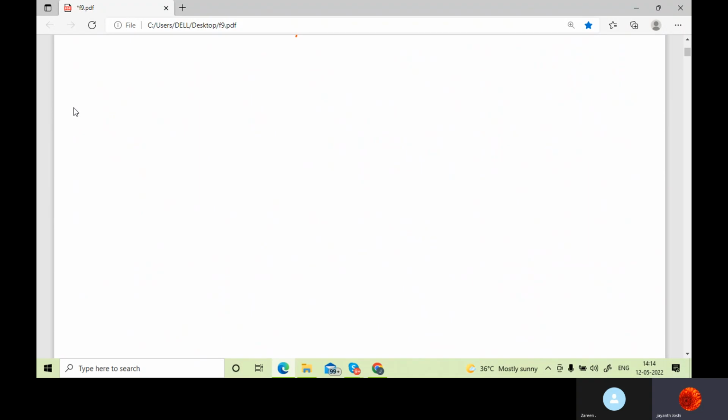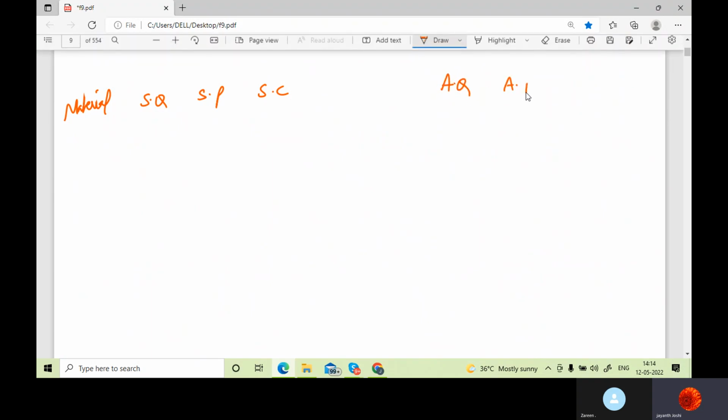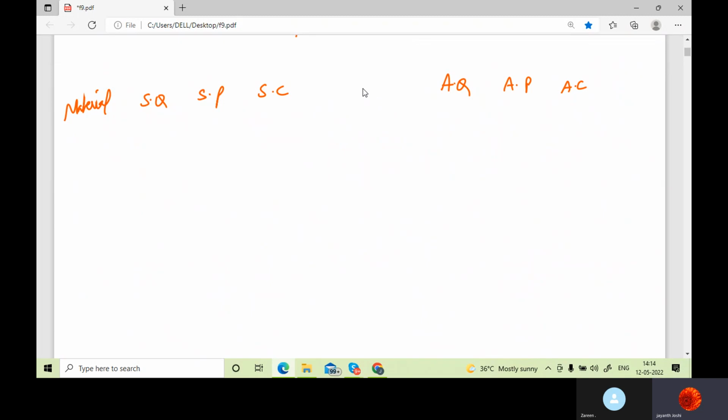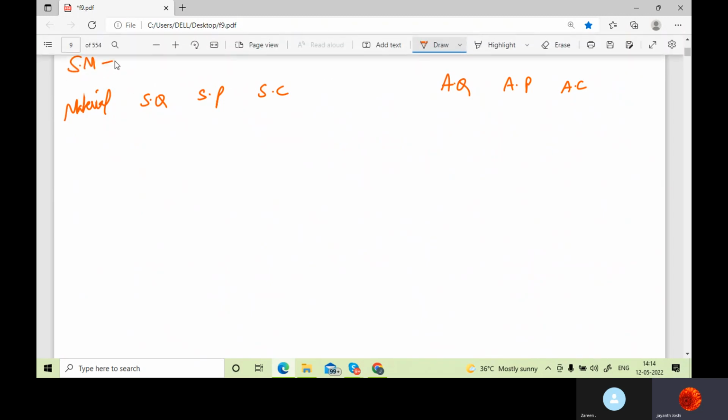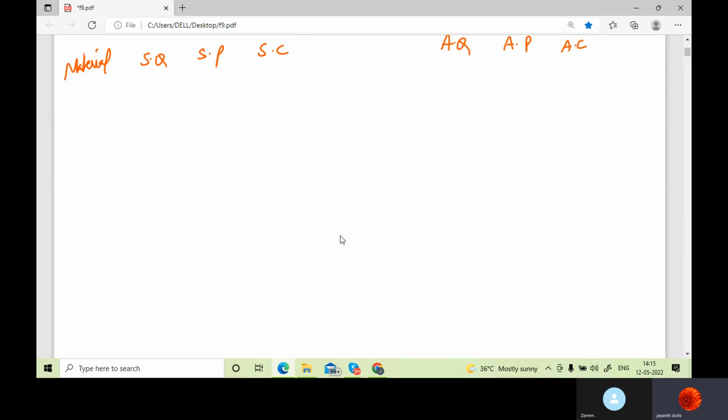Same thing, you have to make material, standard quantity, standard price, standard cost. Leave two line space, two columns: actual quantity, actual price, actual cost. Okay. This is for revised quantity, but when standard mix is equal to actual mix, then there is no need to find revised quantity. Your standard quantity itself becomes revised quantity. If it's not equal, we'll do it and we'll understand that.